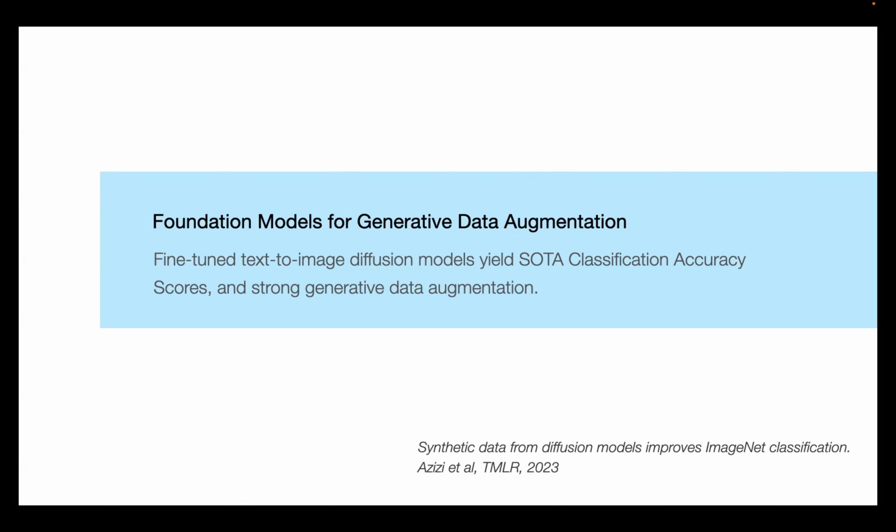They said it's not fair because what you're doing is taking a large foundation model and then fine-tuning it on ImageNet. And indeed, that's what we did. So we started with the Imagen model that I mentioned earlier, and we wanted to see how well it could generate synthetic samples that would help us in ImageNet classification.